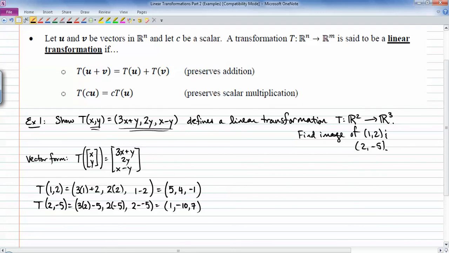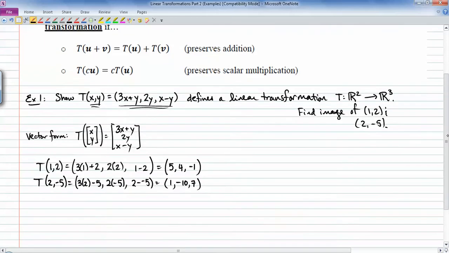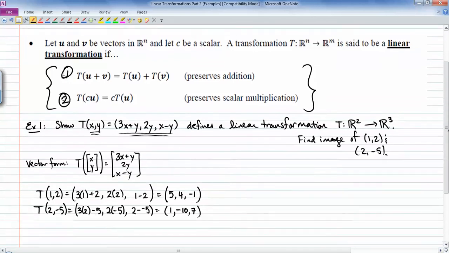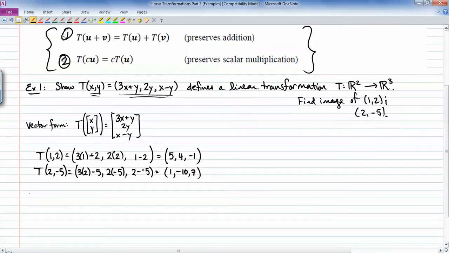Okay, now let's do the showing that it is actually a linear transformation. And so right here, I included the definition again of what a linear transformation is. We need to prove property 1 and property 2. Okay, so let's look at 1. So we need to show T of (u + v) equals T of u plus T of v. Okay, and u and v have to be just any vectors in R2, right? So u and v have to be in R2.